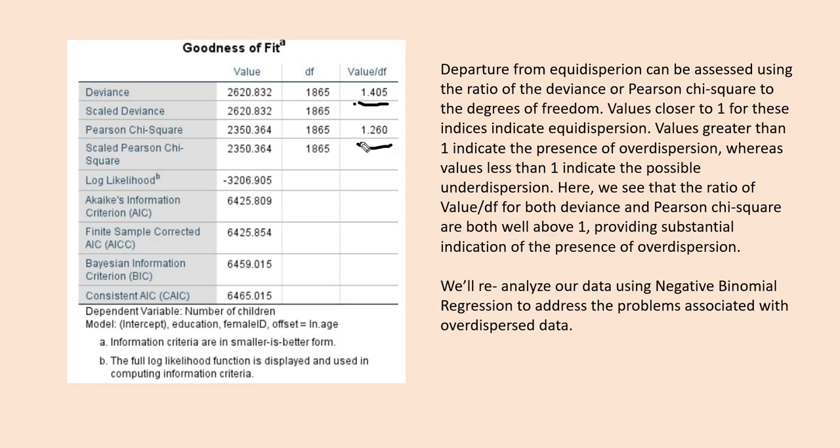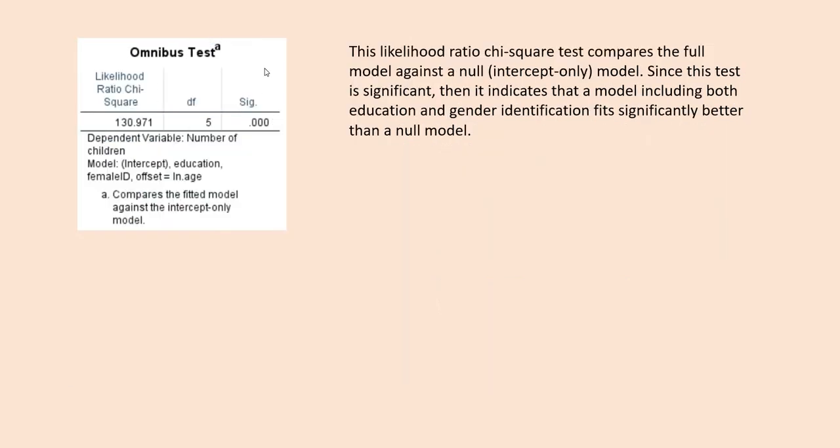So given that these values right here are both over 1, we are going to assume that our data are overdispersed, and then we are going to consider using the negative binomial regression model. Even so, we're going to go ahead and quickly go through the remaining output in order to just finish up our interpretation.